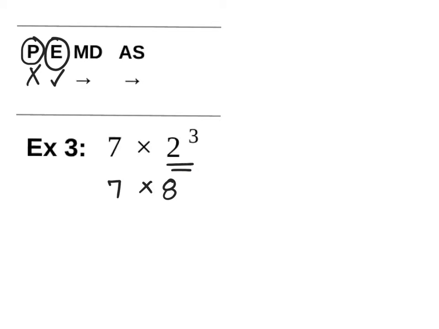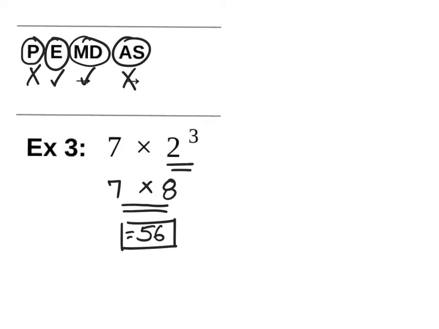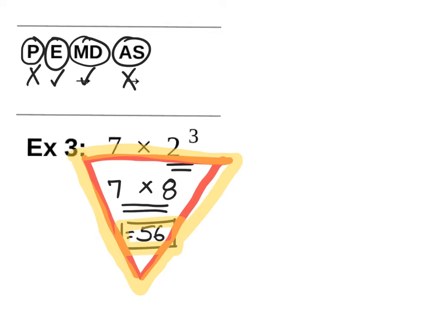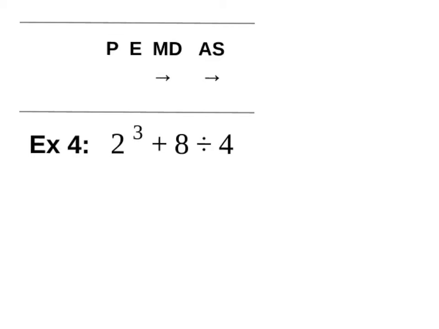Move on to step 3, which is multiplication and division from left to right. I do have one multiplication right here, 7 times 8. That's one of our multiplication facts. 7 times 8 is, you got it, 56. Step 3 is done. There is no step 4 because we have no more operations left. The answer is 56. Nice job. Super work. In the next problem, we've got 2 to the third power plus 8 divided by 4.